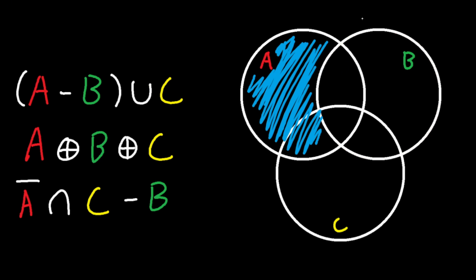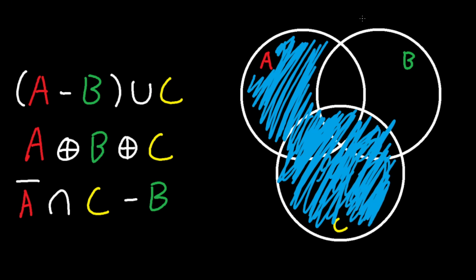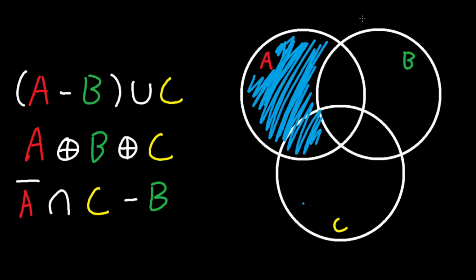All right, now that we have this, we take the union with C. So what does a union do? Well, a union just combines this entire section of C with A. So all we need to do is fill out C, to take the union, and there we have it. This right here is A minus B, in parentheses, union C.